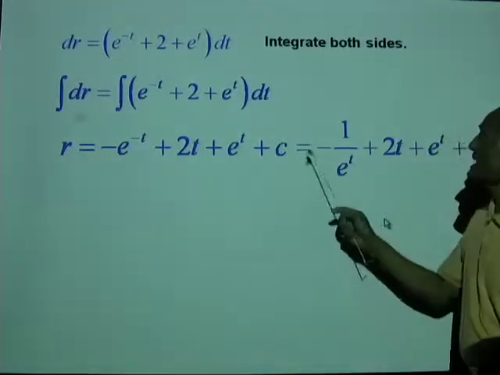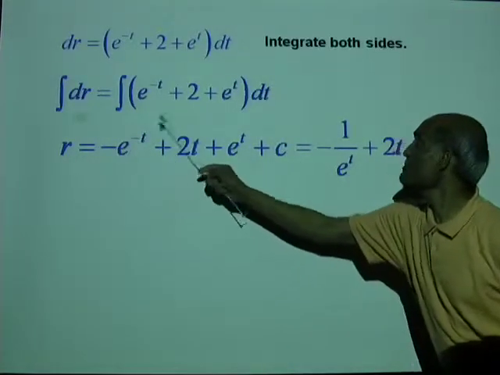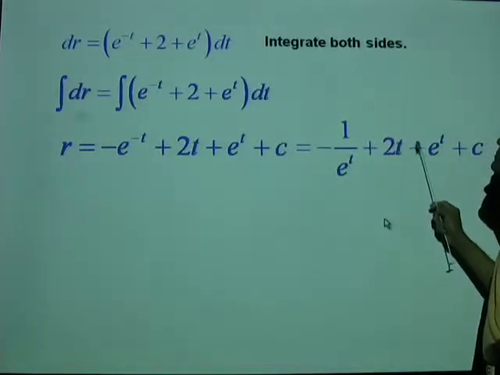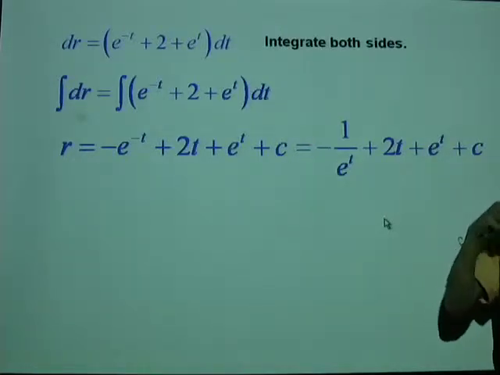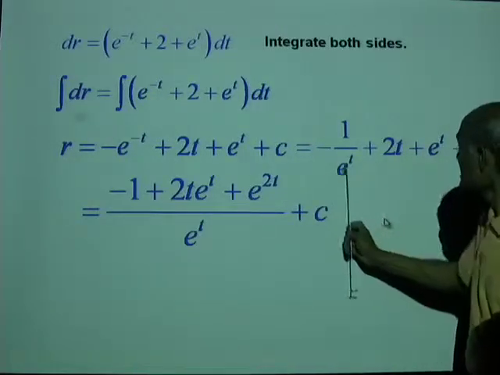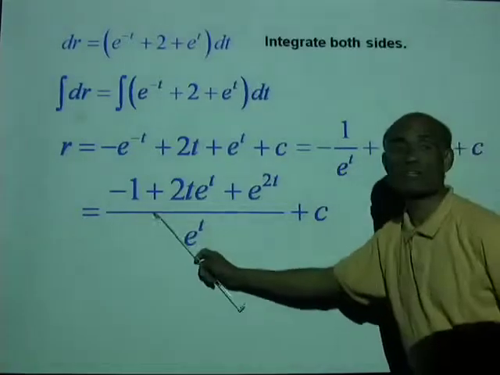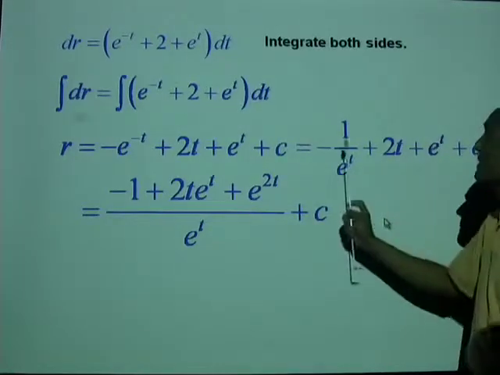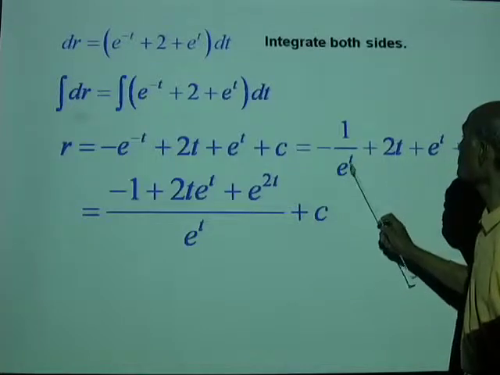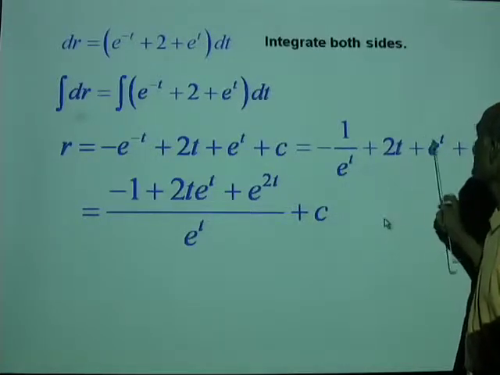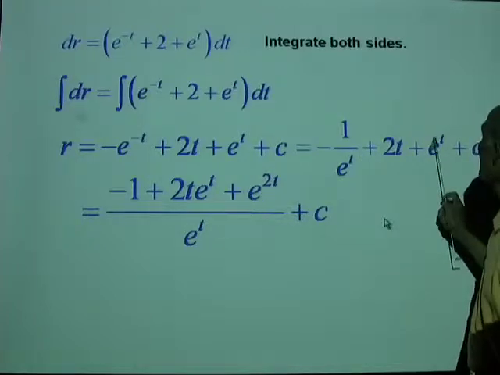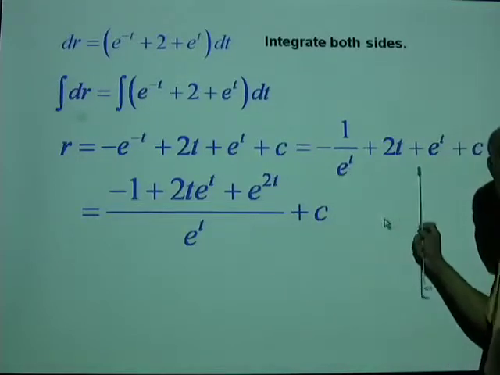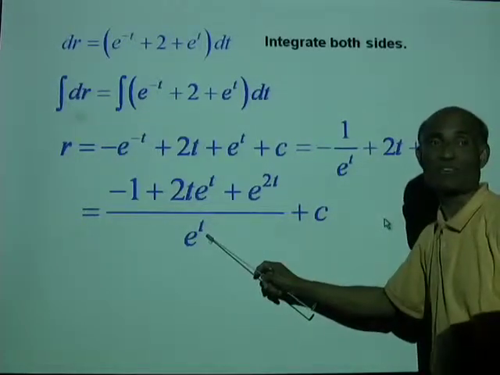And this can be rewritten as negative e to the power of negative t, which is negative 1 over e to the power of t, plus 2t plus e to the power of t plus c. Or take e to the power of t as the common denominator, then e to the power of t will multiply in the last two terms. That would be negative 1 plus 2t e to the power of t plus e to the power of t times e to the power of t, which is e to the power of 2t. So we take e to the power of t as common denominator and you get this.